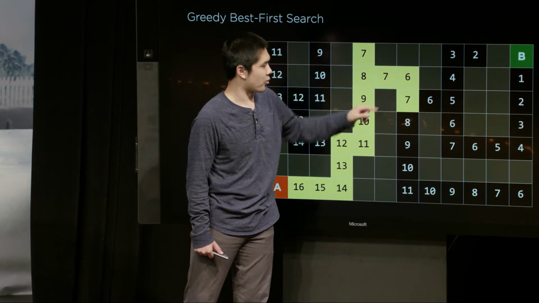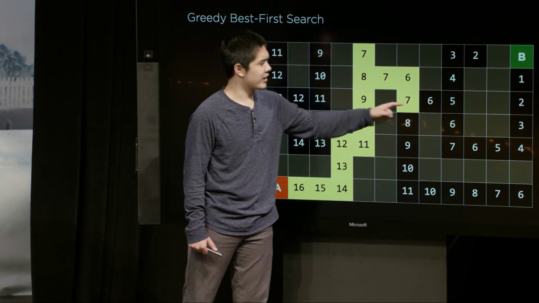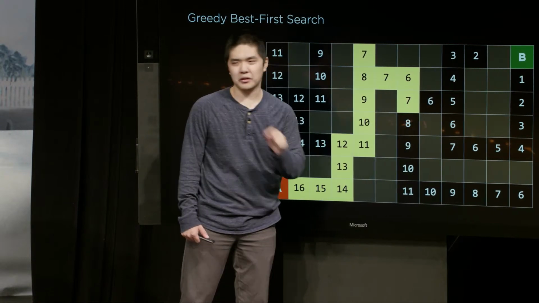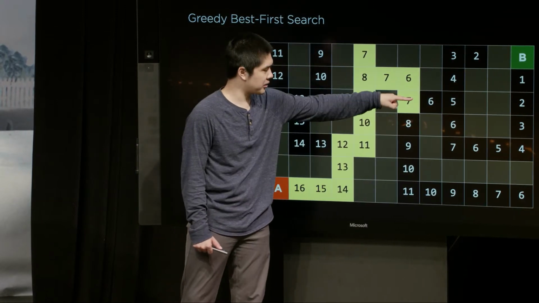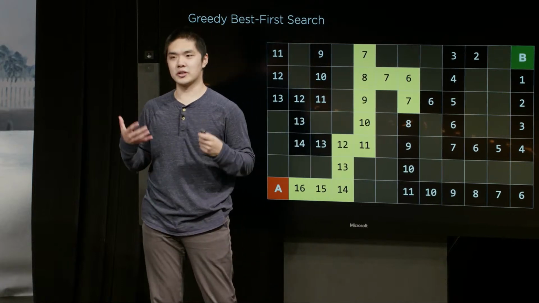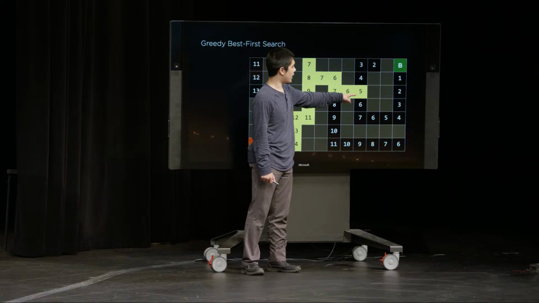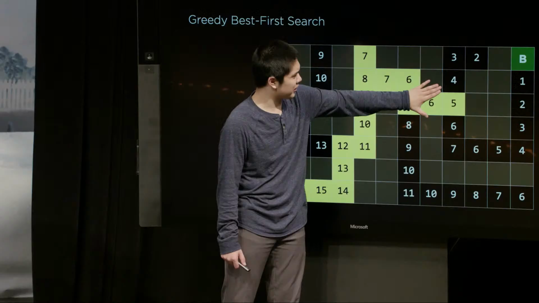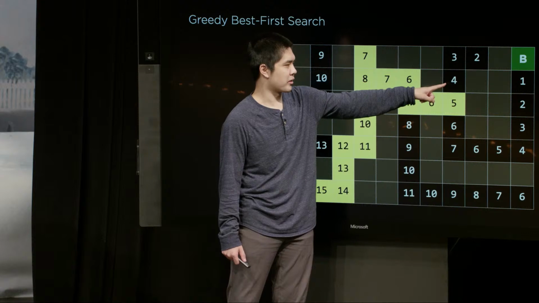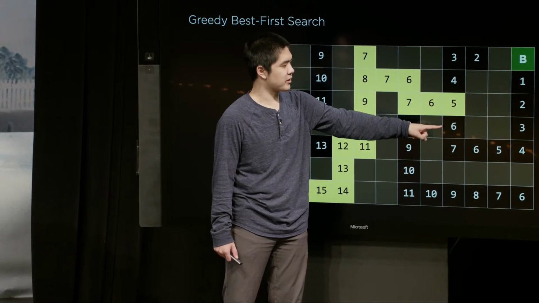Here we have another decision point. We can go down, or we can go to the right. But the one to the right has a smaller heuristic value. It's a 6 instead of an 8. So we're always going to try and pick the one that looks like it's going to be closer. So we'll pick the 6. We'll go to the 5. And here we reach one more decision point. We can go up, which has a heuristic of 4. And we can go down, which has a heuristic of 6.